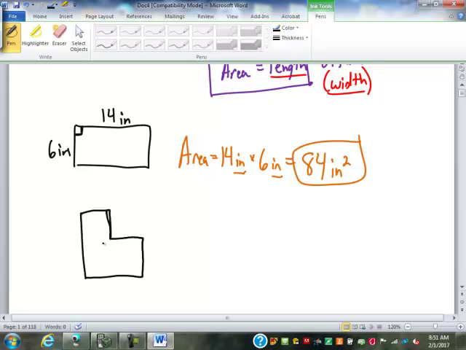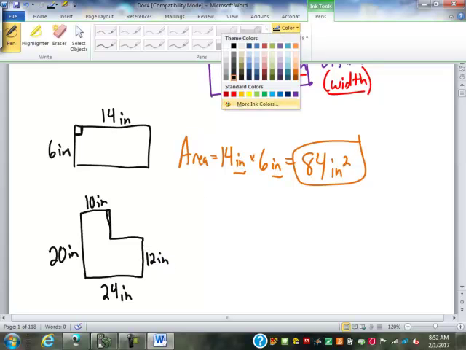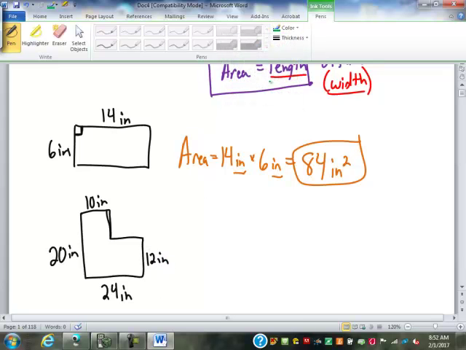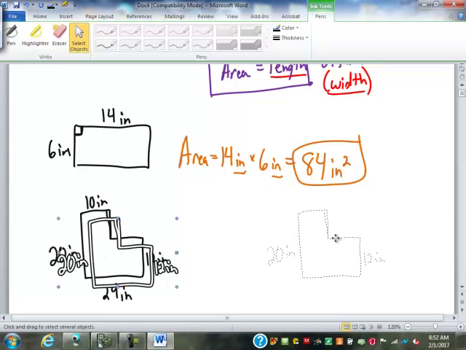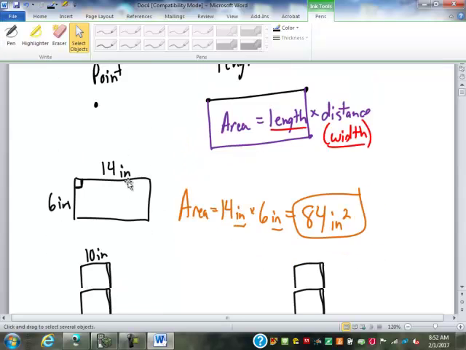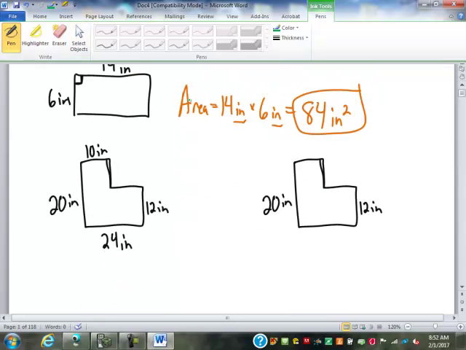We're going to look at something like this, where this might be 20 inches by 24 inches, obviously not drawn to scale. And this might be 10 inches and 12 inches here. So now looking at this, there are two ways I can approach this problem. I'm just doing a quick duplicate so it's easier for me to do the second way later.